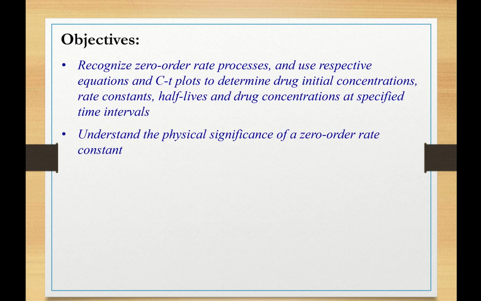Today's objectives are to learn how to recognize zero-order processes and use best fit equations from concentration time plots to determine drug initial concentrations, rate constants, half-lives, and drug concentrations at specified time intervals. We are also going to spend a little bit of time to discuss the physical significance of a zero-order rate constant. So this is very important.